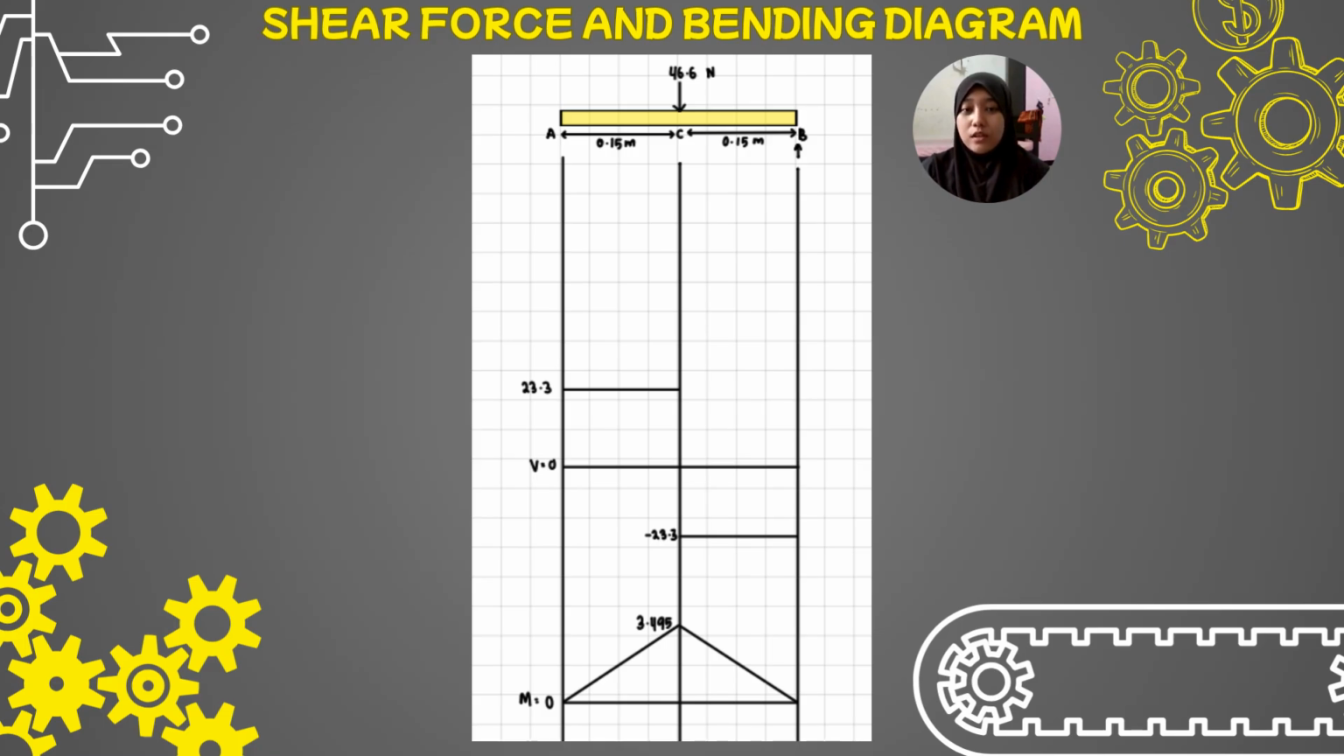For the last load, we use 4.75 kilogram. Our heaviest case creates a massive 46.6 Newton force. The supports experience 23.3 Newton of force each, causing a peak bending moment of 3.495 Newton meter at the center.